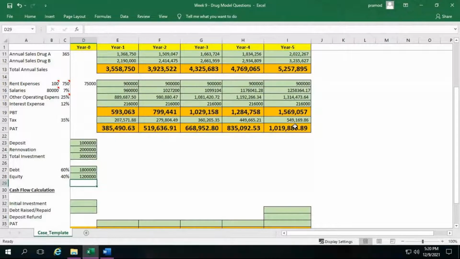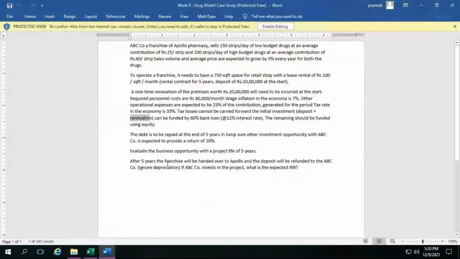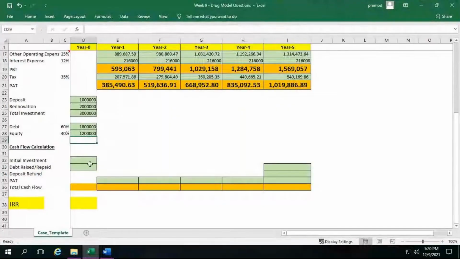Okay. So now you need to take the initial investment. The debt is repaid as a lump sum after 5 years, other than the other investment opportunity of ABC. So here the initial amount is nothing but the total investment. As it is a cash flow calculation, it should be minus. So as you are paying the debt and the equity will be given, here you need to take minus D25. It should be in minus.